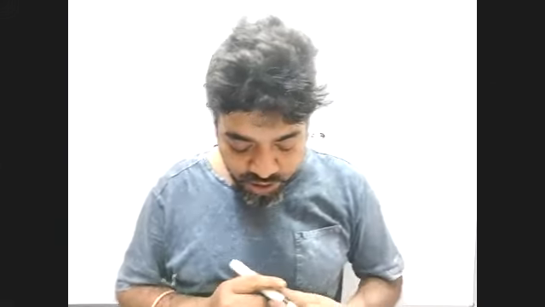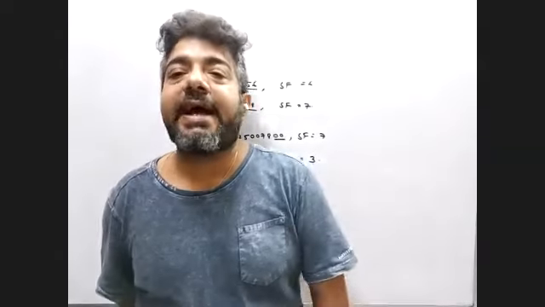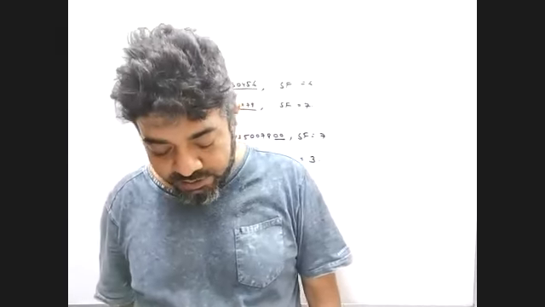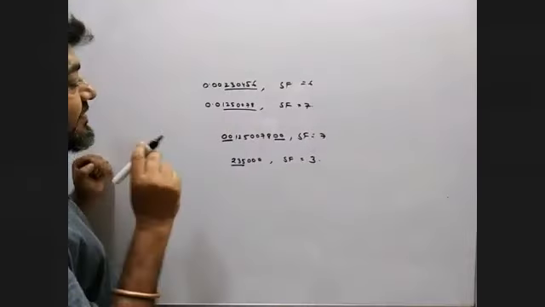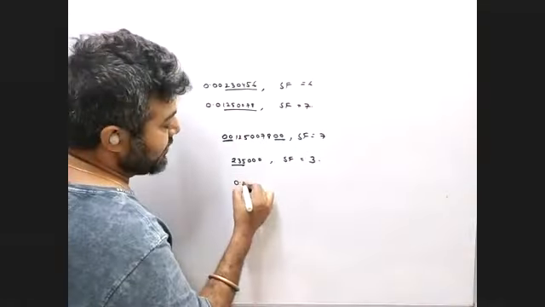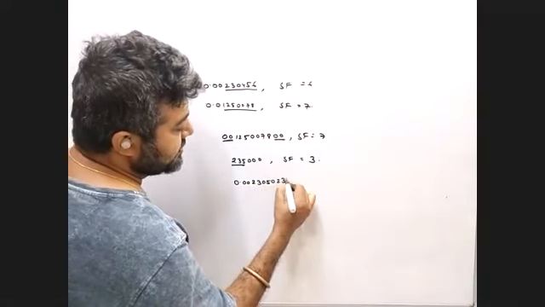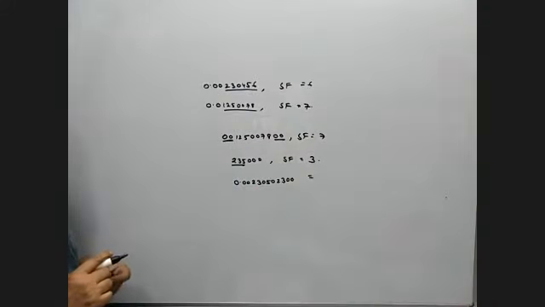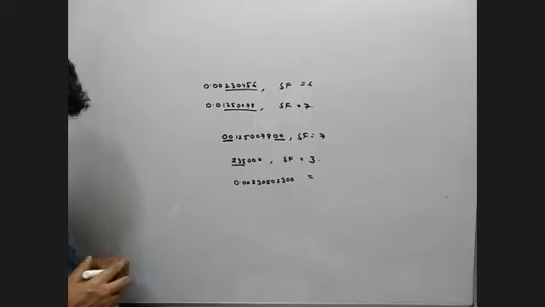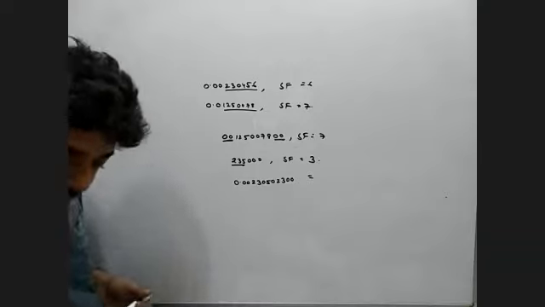Okay. The last one. All zeros to the right of a decimal point are counted as significant figure. All zeros to the right of a decimal point are counted as significant figure. So if I write 0.00230502300, now tell me how many significant digits? Sir 9. Sir 11.